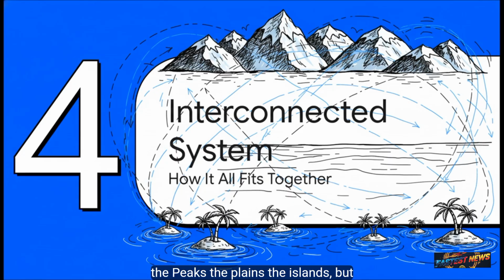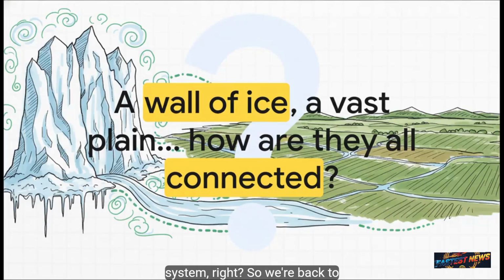So, we've seen the peaks, the plains, the islands, but now for the most important part. Let's see how these seemingly separate worlds are actually just one big, interconnected system. Right, so we're back to that first big question. How does a wall of ice relate to a vast, fertile plain? Well, the connection is incredibly direct and powerful. It's just a beautiful example of geographical cause and effect.